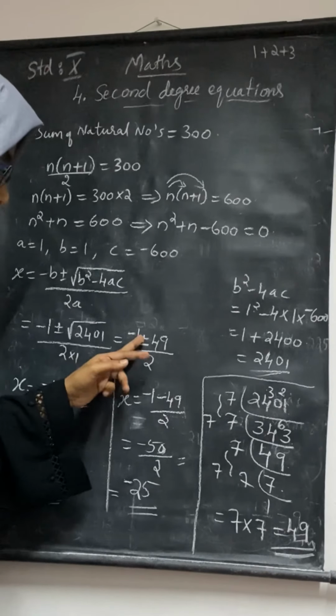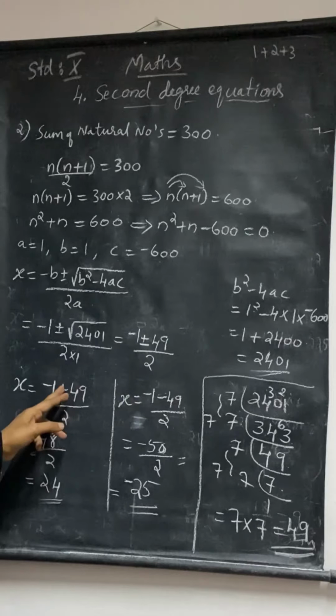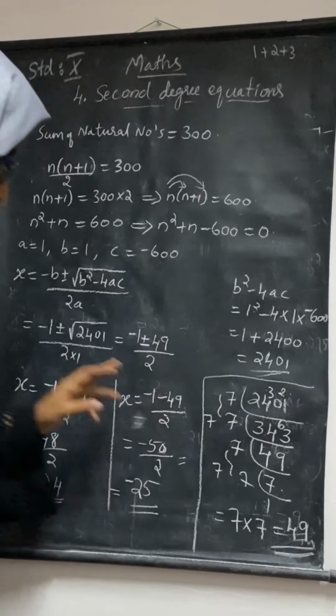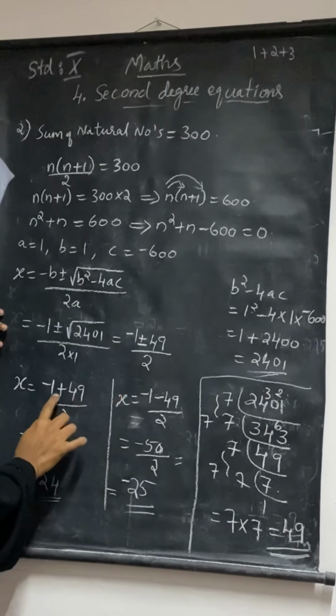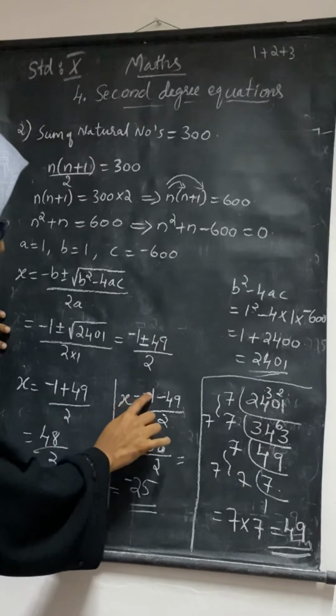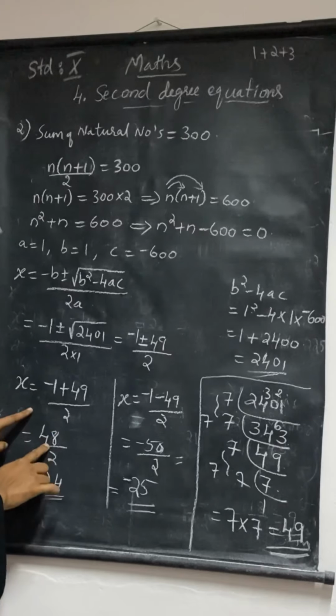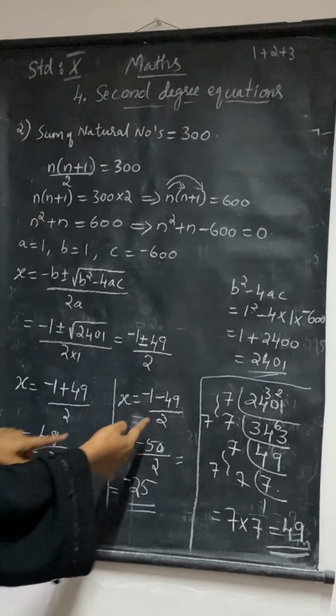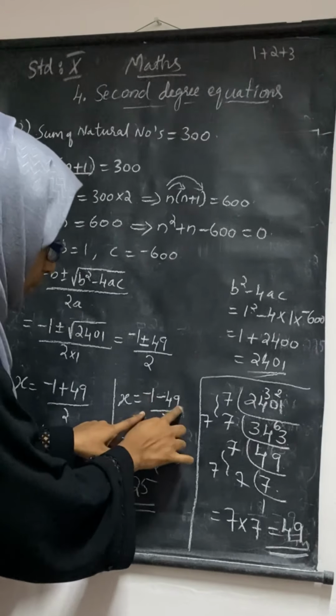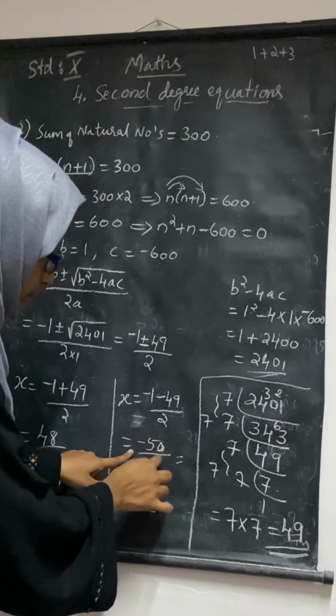So when you take plus or minus, one answer will be positive, and one answer will be negative. Separately you have to do it. Minus 1 plus 49 by 2, minus 1 minus 49 by 2. So what happens? 49 minus 1 is 48 by 2, which is 24. Minus 1 minus 49 by 2 is minus 50 by 2, which is minus 25.